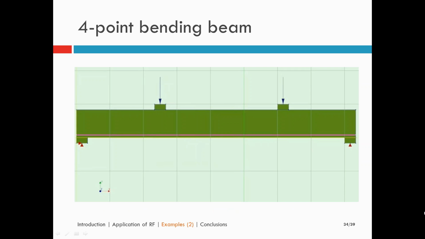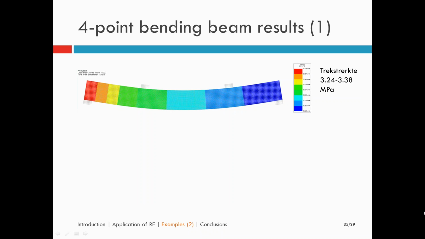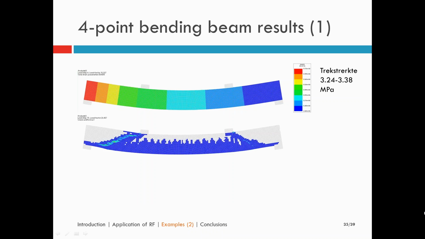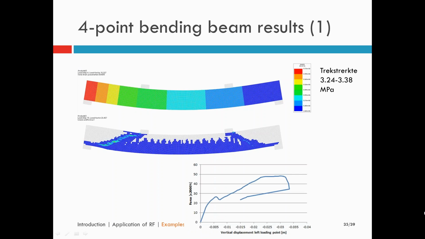Okay, now we'll look at the second example. Here I did an analysis of a 4-point bending beam, and here you can see the model. There's reinforcement at the bottom, and it is just a 4-point bending beam. And here you can see the random field which is generated for this beam. It's a 1D random field, and the tensile strength varies. And if we then look at the results, the shear crack now occurs at the left-hand side.